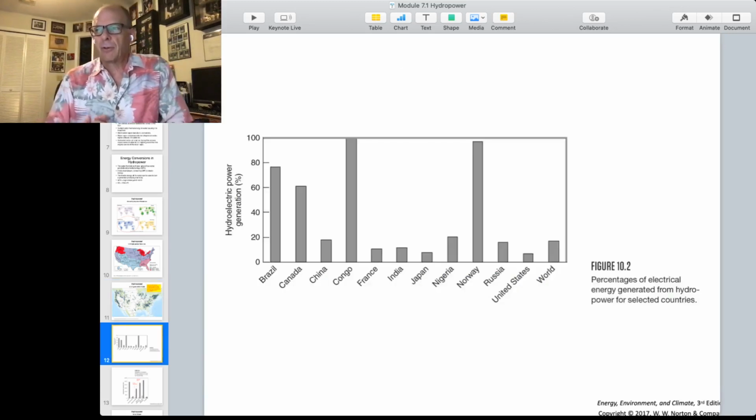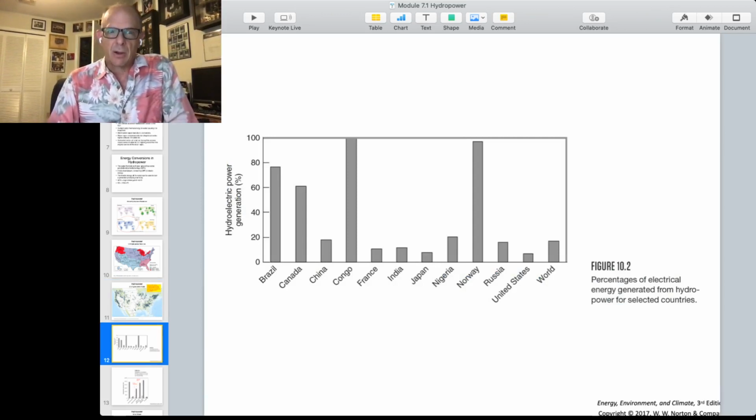The percent of electricity that comes from hydropower for different countries, you can see that Congo, which has a large river running through it, gets essentially 100% of its electricity from hydropower. Norway, which is very mountainous, is a small country, so it doesn't have huge electricity needs to begin with, also gets nearly 100% of its electricity from hydropower. Worldwide, that's the little bar on the far right, you're down around the 10% level. In the United States, somewhere less than 10%.